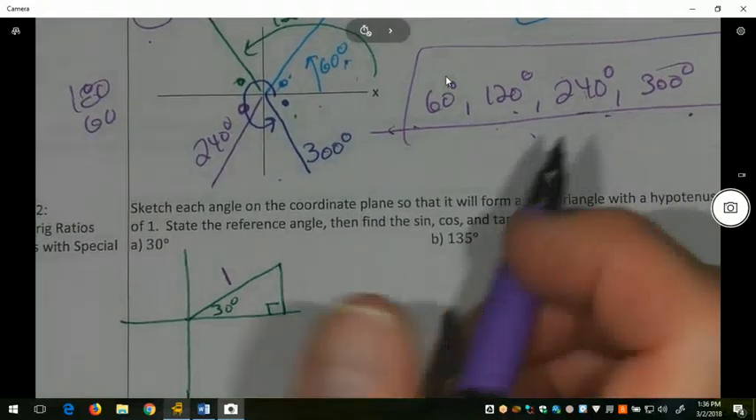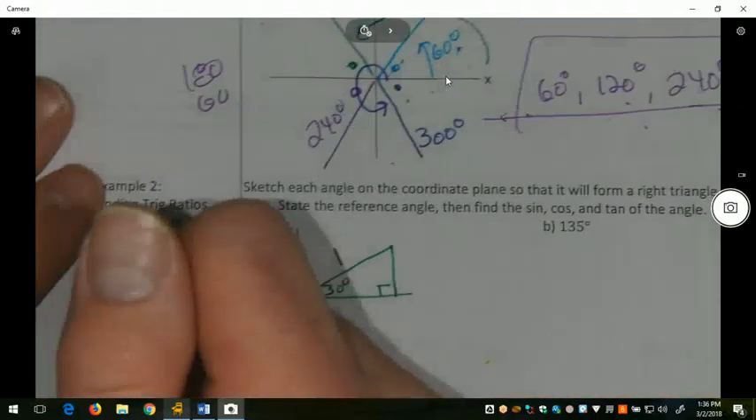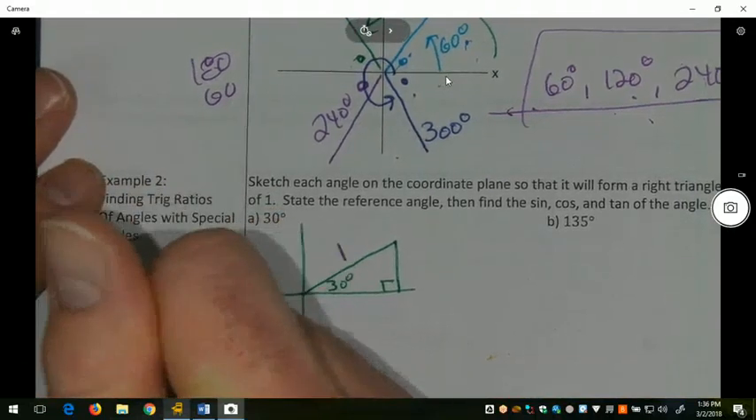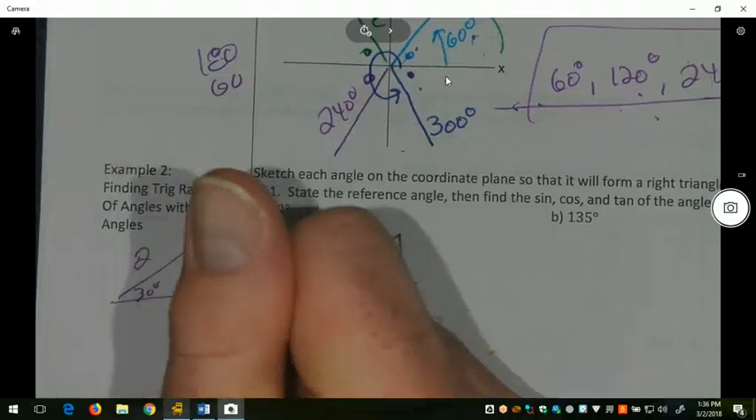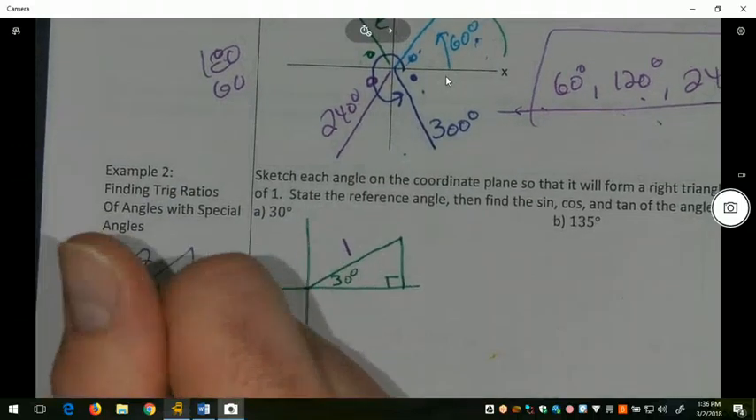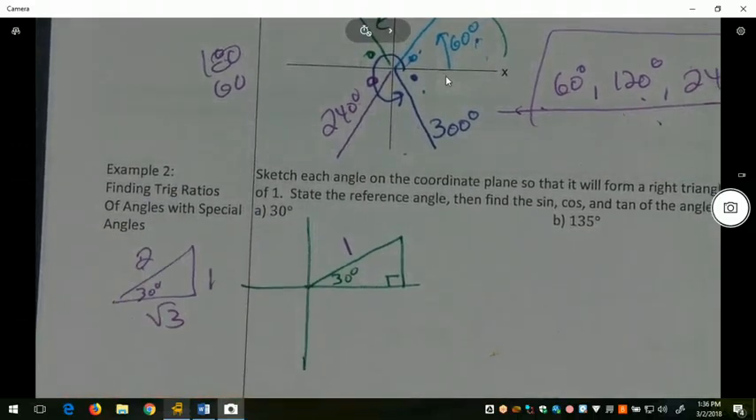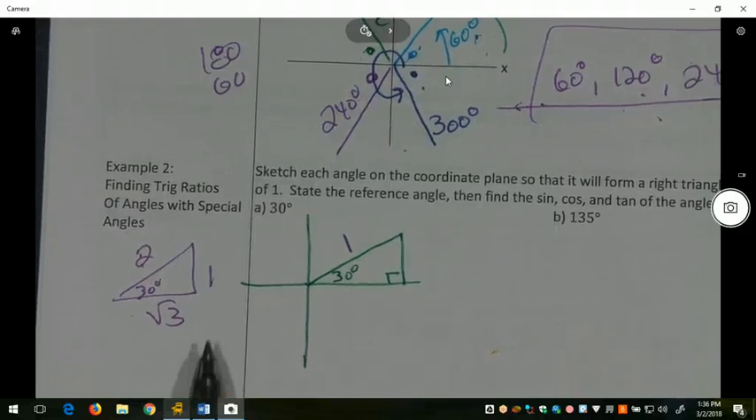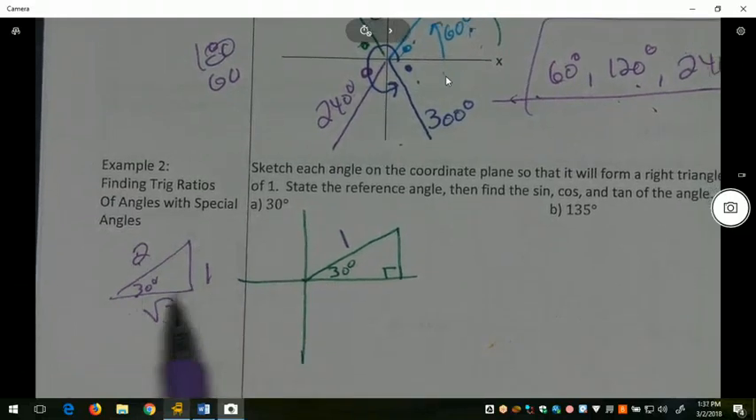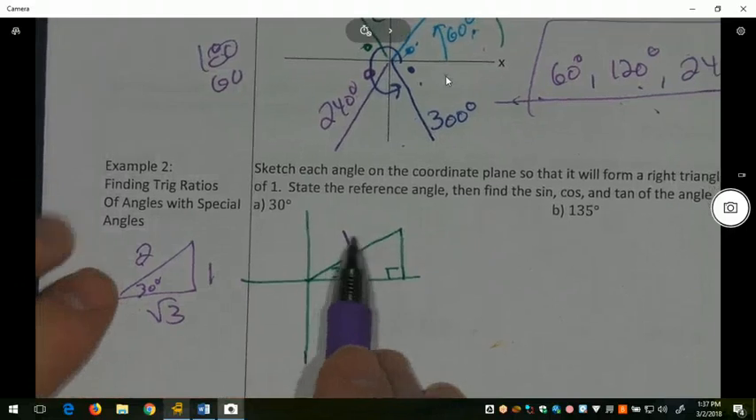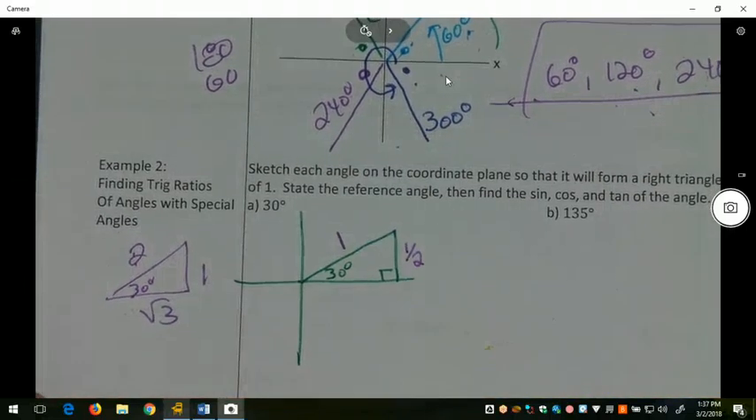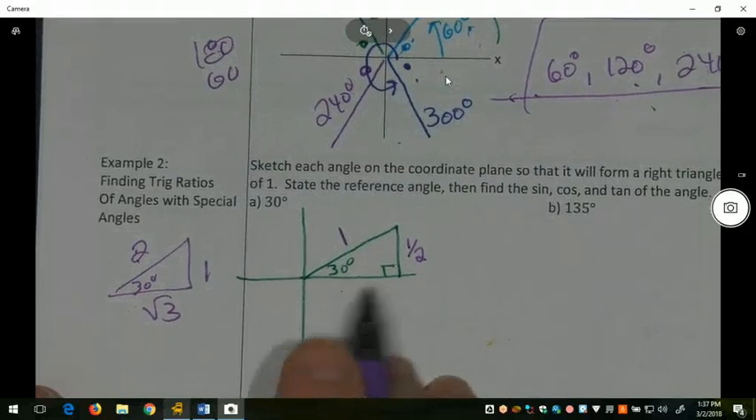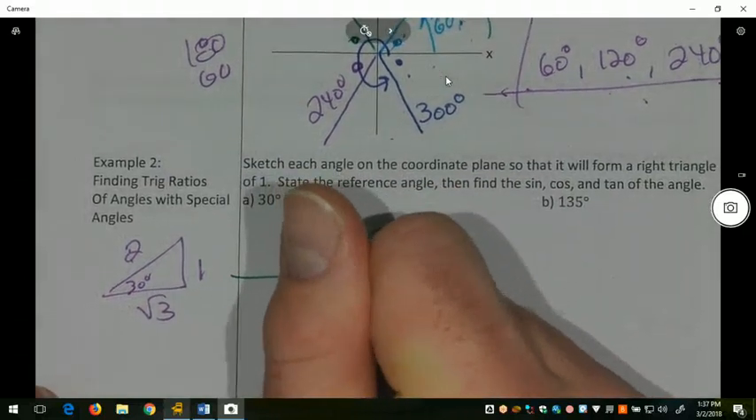Well, for our special right triangles, for a 30, 60, 90, this was 1, this was 2, and this was the square root of 3. Which means we've now just divided every one of those sides by 2 in order to get the hypotenuse to be 1. Which means that this is 1/2, and this is square root of 3 over 2.